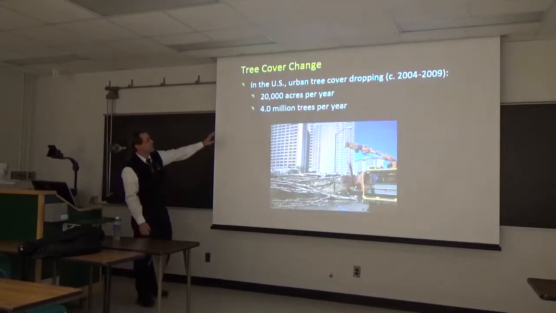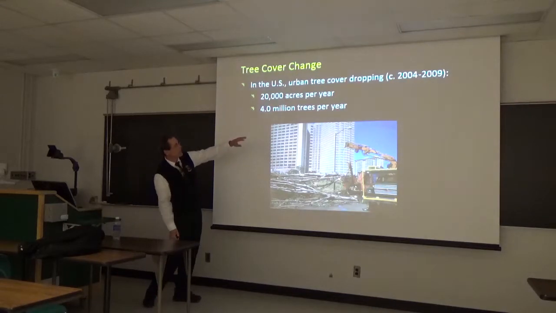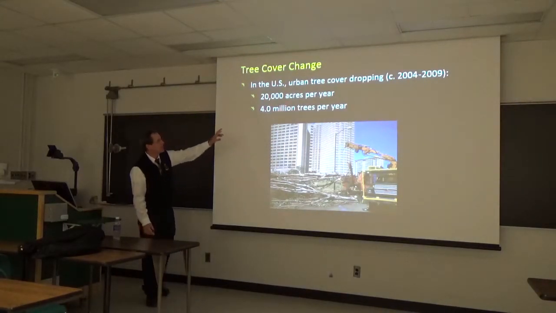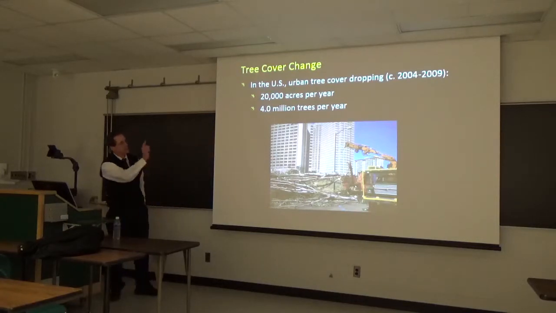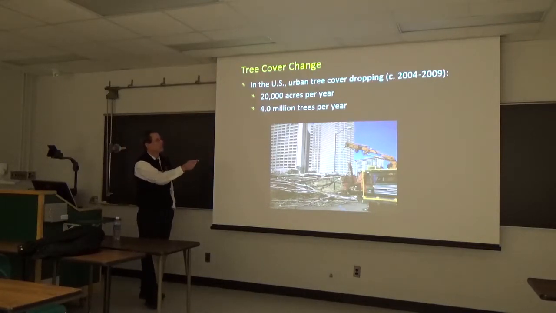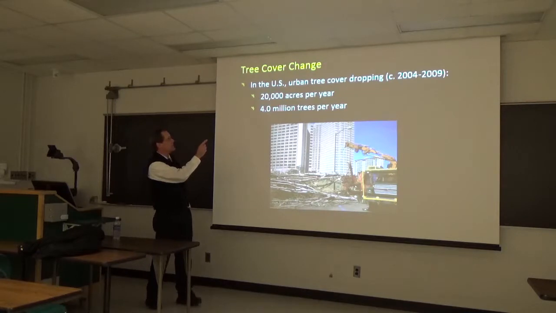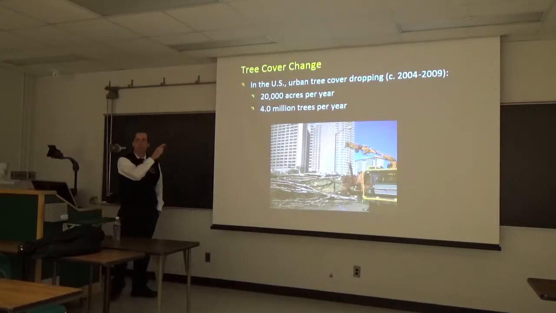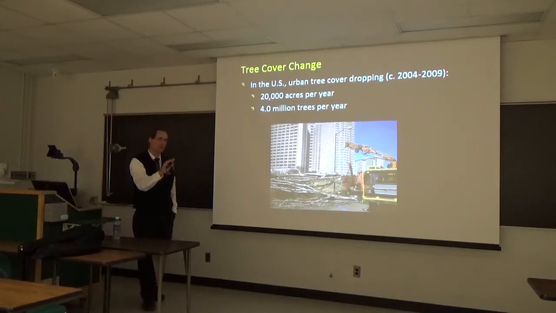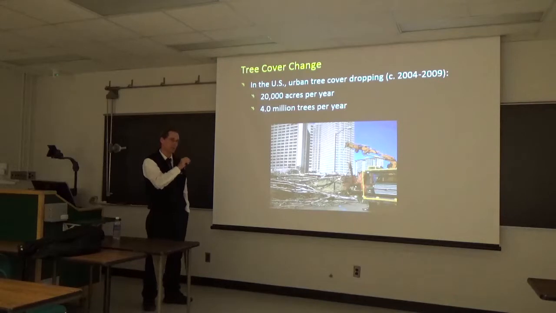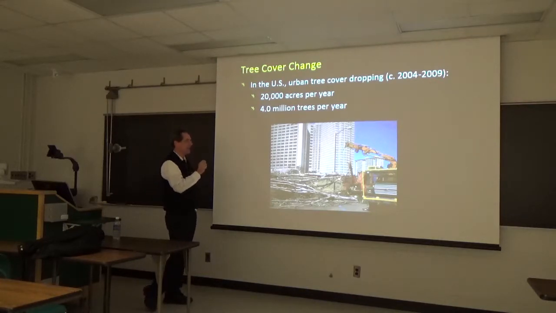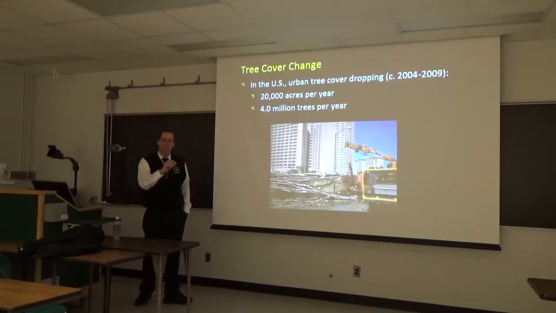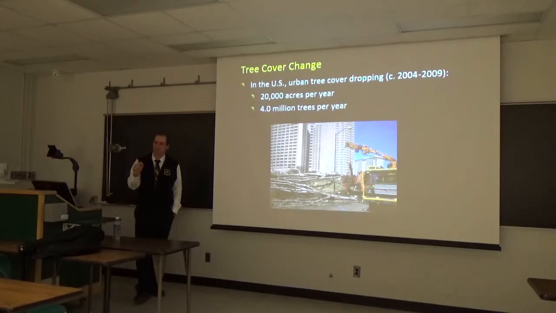Overall, we estimate between 2004 and 2009, about 20,000 acres per year or 4 million trees per year. We just finished an analysis from 2009 to 2014, and what was the number? It's much higher. We did state by state. We put 1,000 points in each urban area of every state, so all 50 states, and followed it over approximately a 5-year period. Half of the states had a statistically significant decline in canopy cover.